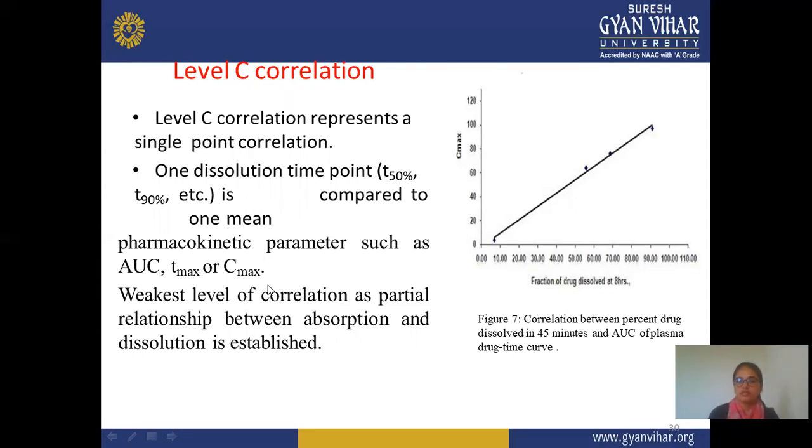And this is a graph for this level, in which you plot the fraction of the drug dissolved at a given time versus Cmax. This is a correlation of percent drug dissolved in 45 minutes with AUC of the plasma time curve.